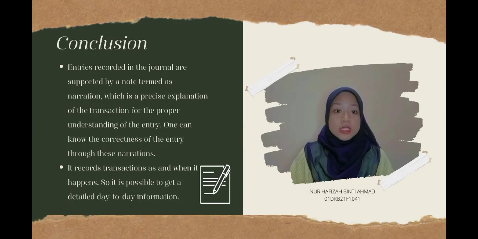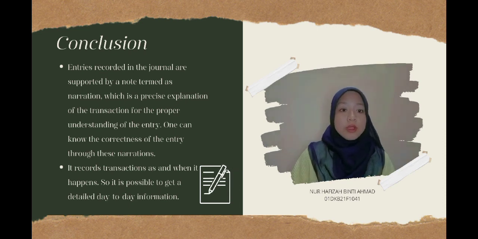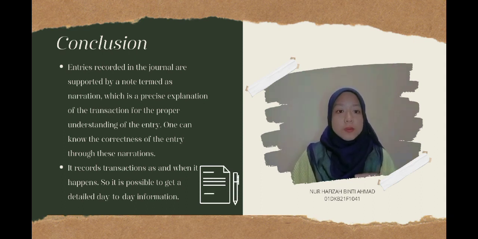The conclusion is that the book of prime entry is very important because entries recorded in the journal are supported by a note termed narration, which is a brief explanation of the transaction for the proper understanding of the entry. One can know the correctness of the entry through this narration. Not only that, it records transactions as and when they happen, so it is possible to get detailed day-to-day information.